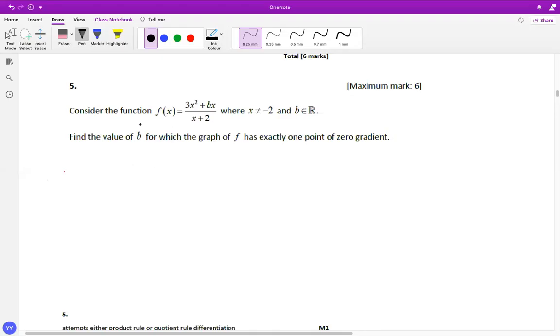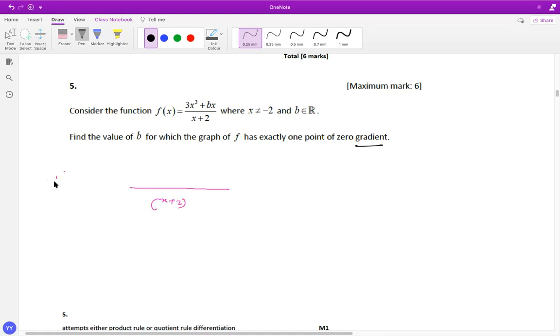So for question number 5, they have given a function and asked to find the value of b for which the graph has exactly 1 point where the gradient is 0. So obviously, since it is linked with the gradient, you take the derivative. Now the derivative of this function, first you apply the quotient rule. So x plus 2 the whole square.